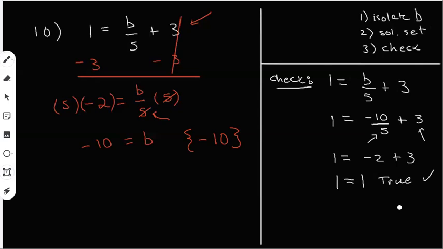Now let's go back to number 6. Number 6 is kind of like the last one, but the steps are done in a different order. So I'm going to have p minus 6 on top of the fraction, and I'm going to have a 10 in the denominator. And everything is set equal to -2.